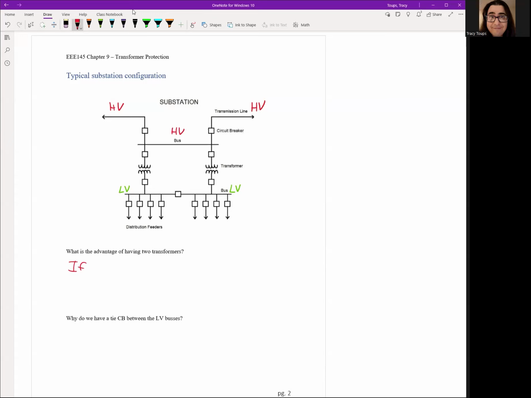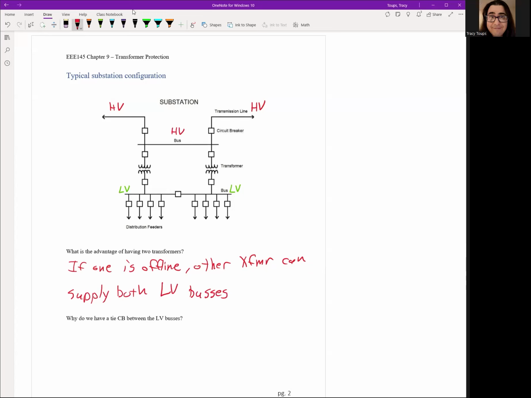And it's if one is offline. What can we do? Because you have to remember, transformers are going to go offline. They're going to break. We have to do maintenance. Do we want to cut a transformer off and black out an entire substation if we only have one transformer? No, we need to make sure we don't lose customers. So if one transformer is offline, the other transformer can supply both low voltage buses.